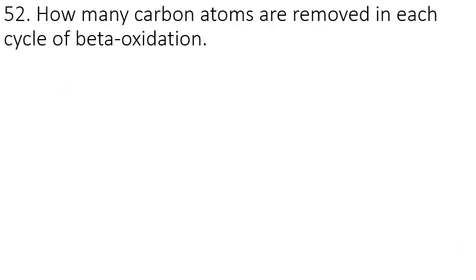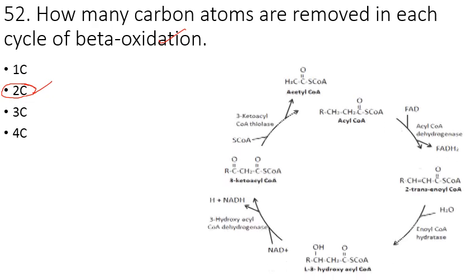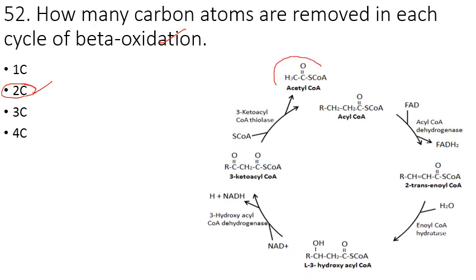Next question, how many carbon atoms are removed in each cycle of beta oxidation? Our options are 1 carbon, 2 carbon, 3 carbon, or 4 carbon. So its right answer is 2 carbon. So long chains of fatty acids are broken down by this process, that is known as beta oxidation, and in every step there is one compound named acetyl coenzyme A that enters the Krebs cycle. So there is a 2 carbon compound which is produced in each step of beta oxidation. So this is the compound, that is acetyl coenzyme A, which contains 2 carbon.